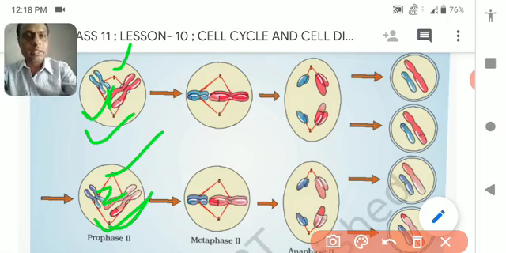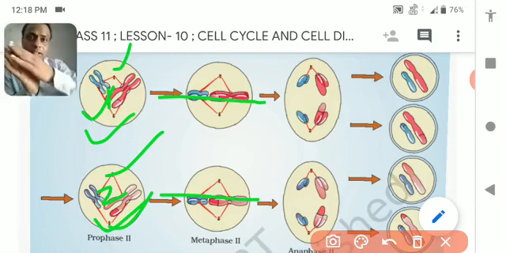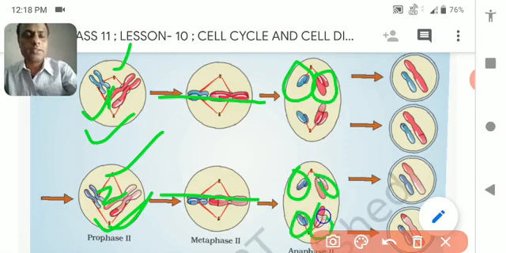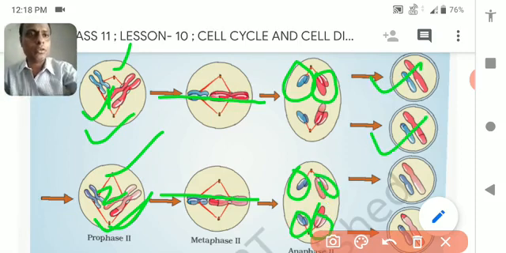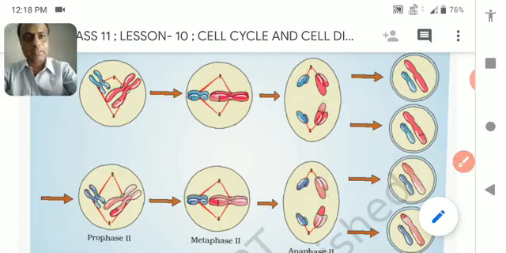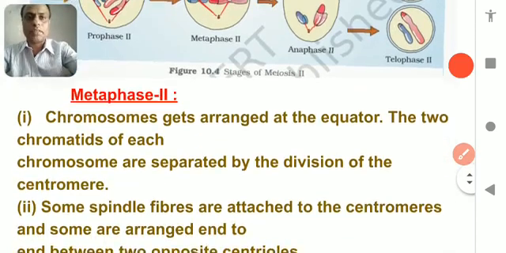So during metaphase, all the chromosomes are arranged in the equatorial plane and the chromosomes get divided at their centromere and go to the opposite poles by the pulling of the spindle fiber and they form the four daughter cells. So let us study further what happens during metaphase 2.